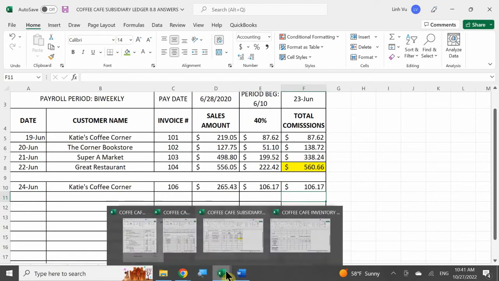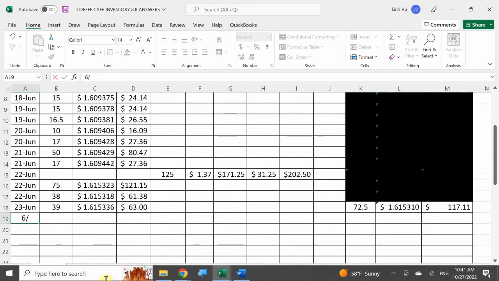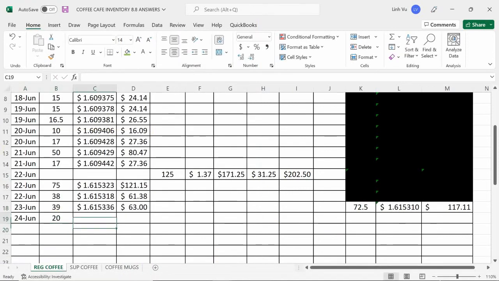Now we need to do our cost of goods sold. So we need to do our inventory, okay? Starting with regular coffee, we sold to Katie 20 pounds of regular coffee. And that's going to be at 1.6153. Good. So how much is the total cost of goods sold here for the regular coffee? $32.31. So let's update my inventory.